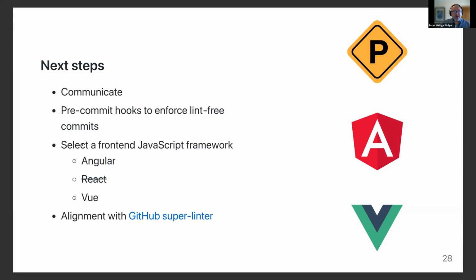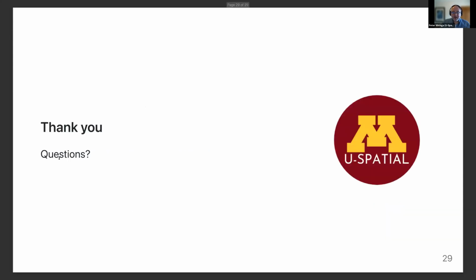to a repository. We're going to select a front-end JavaScript framework, probably Angular or Vue, probably not React. And we're looking at alignment with GitHub's Super Linter project, which you might want to check out as well, for their opinions on how to do things. And that's it. And I'm happy to take whatever questions you may have.